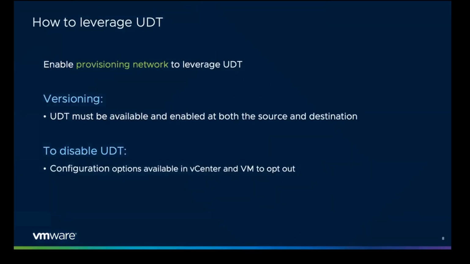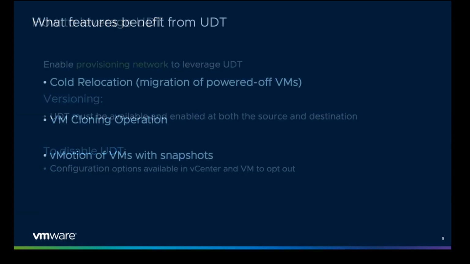Amazing. Yes. So one more thing I want to address here is how do we leverage UDT? It's pretty simple. As long as both the source and destination ESX hosts support UDT, which is vSphere 8 or beyond, then you can use UDT. And if for whatever reason you choose not to use UDT, we also have a choice for you to disable UDT. We don't expect you to, but there's a choice available.